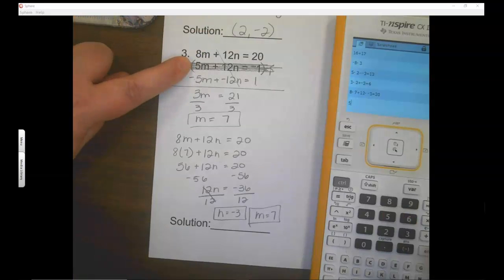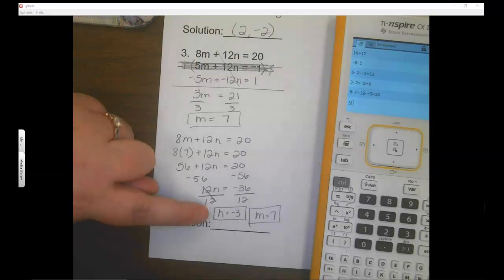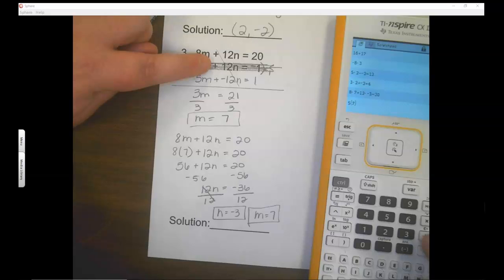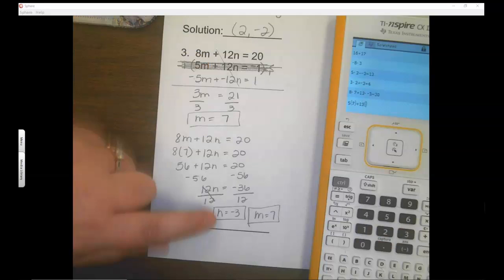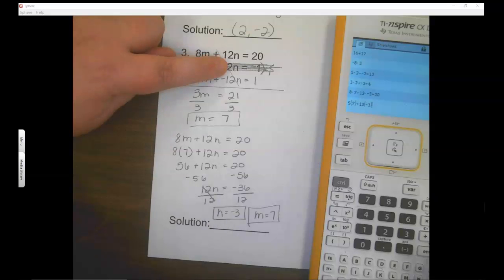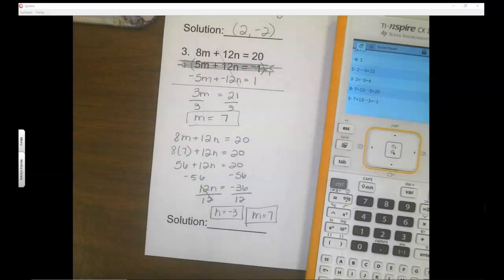So I'm going to do 5 times my m, which was 7, plus 12 times my n, which is -3, equals -1. And I got both of them true, so I know I did it correct.